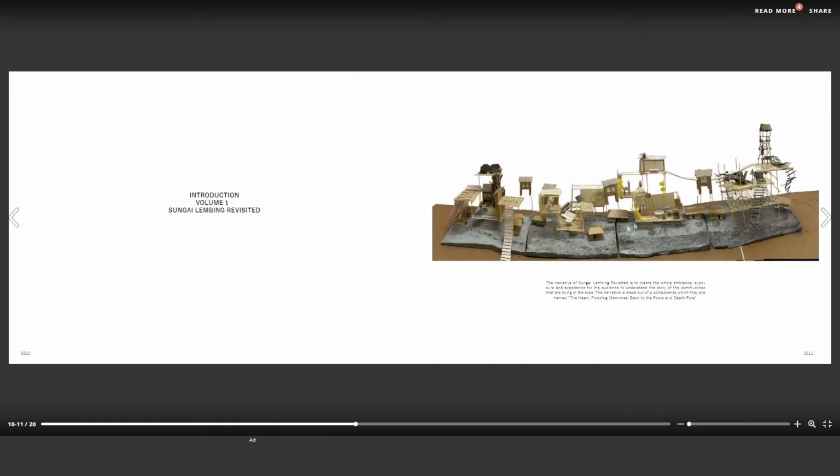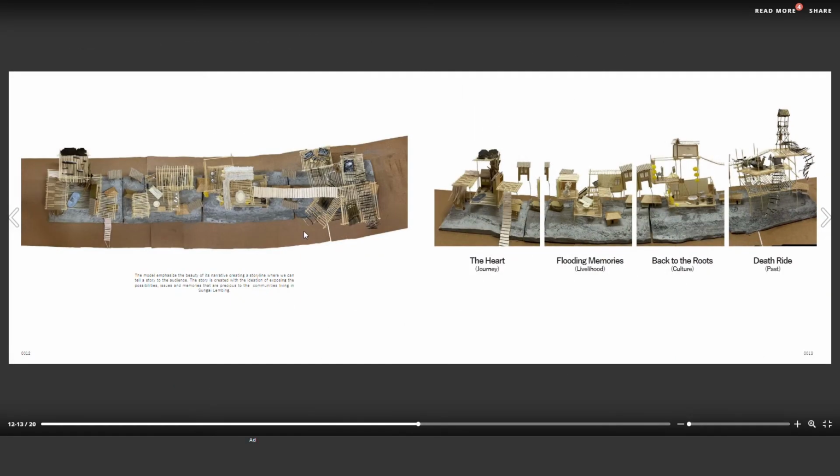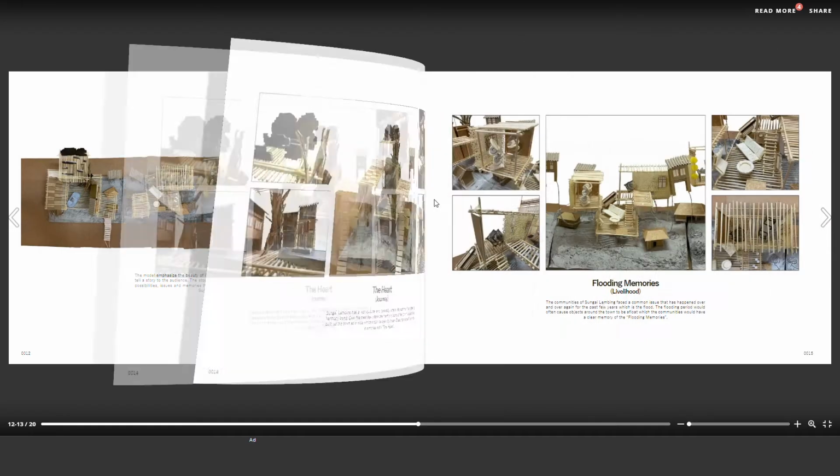So, moving on to the model. Here's the model. The narrative goes into four main components, which explain the story behind the collages. The first one is the heart. The second is the flooding memories. Third is back to the roots, and the fourth is the death ride. The whole model emphasizes creating a narrative that shows the ambience, memories, and issues that can be found in Sungai Lembing.